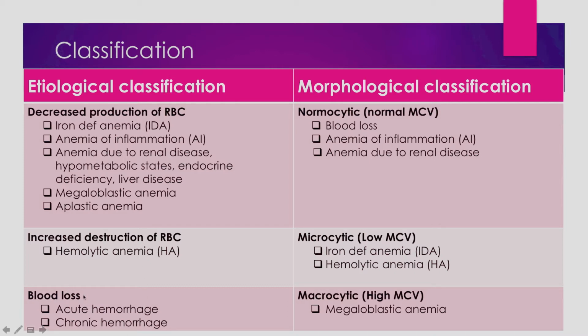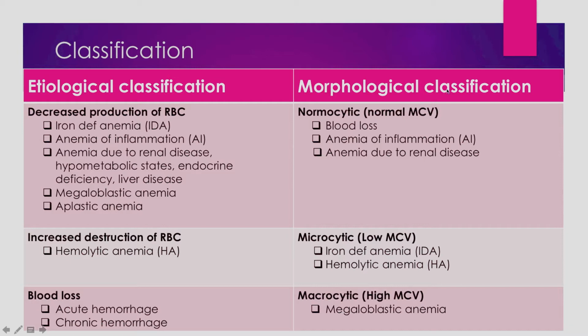Then blood loss. Acute hemorrhage: if some accident has happened and the person has lost blood, then the person will go into anemia after some time. That is acute hemorrhage. Chronic hemorrhage: for example, there are ulcers in the stomach, or there is some other bleeding point in the body from where the person is chronically losing blood. For example, hookworms, worms in the intestines, ulcers in the stomach or in the intestines, or inflammation of the bowel, for example, ulcerative colitis, Crohn's disease. All these inflammatory bowel diseases lead to chronic loss of blood, which is called chronic hemorrhage.